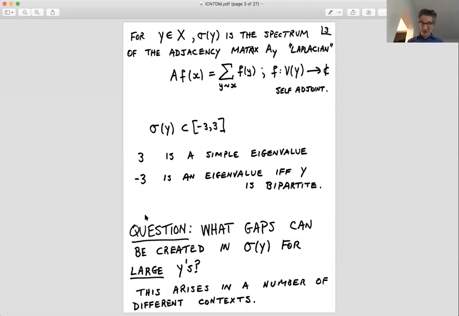And this lecture is about what other gaps can you create in the spectrum for large Y's. So we're going to be taking bigger and bigger members in X and try to create a gap in some part of -3, 3. And in a way, I have been studying this for many years without actually formulating this very clean question, but it somehow gelled in recent times because different fields were asking for this kind of thing.